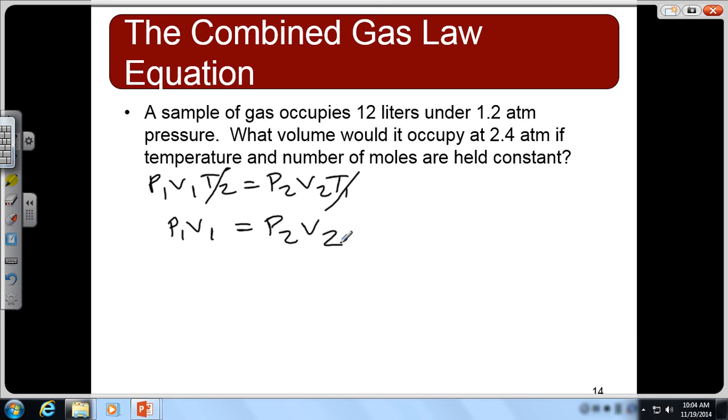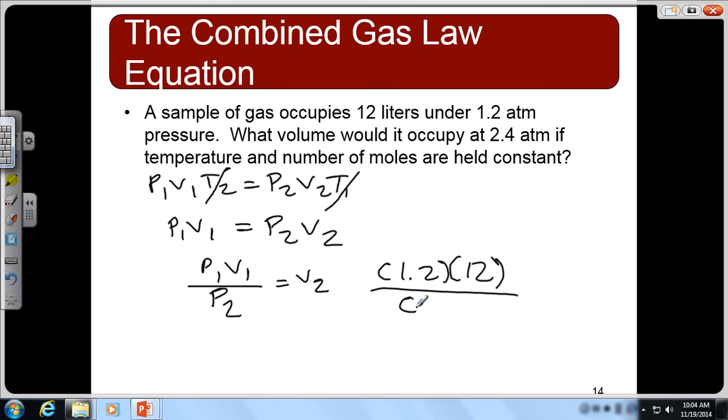So essentially we're left with this. We're looking for V2, so we end up with this. Our pressure is 1.2, volume's 12, our P2 is 2.4, so you end up dividing, and you end up with 6. Does that make sense, everybody? You can still use the combined gas law, and if it says it's held constant, just mark it out or put 2 numbers in there that are the same. Okay?